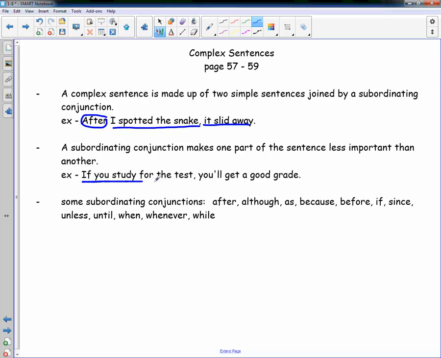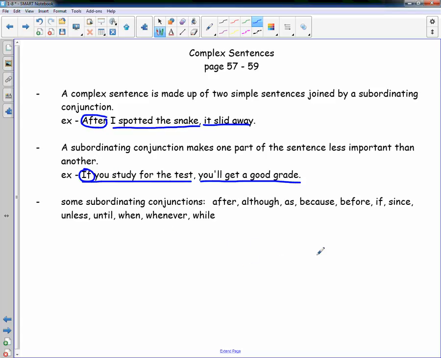So if you study for the test, that is a subordinate clause. It can't stand alone. If you study for the test, it leaves you hanging. You'll get a good grade is an independent clause. The two put together make a complex sentence. If I took off if, the subordinating conjunction, you study for the test becomes an independent clause.